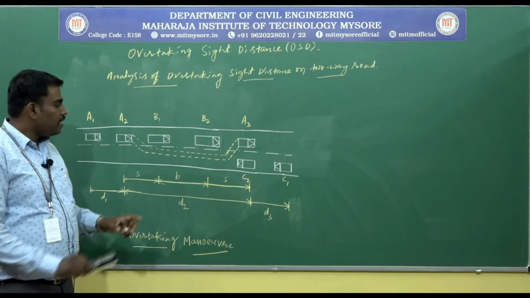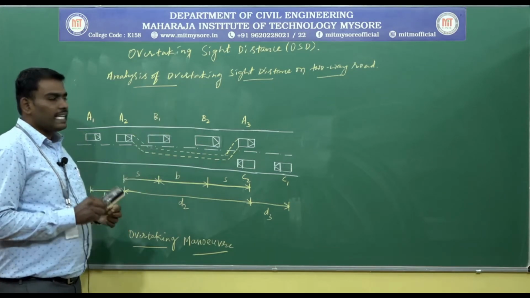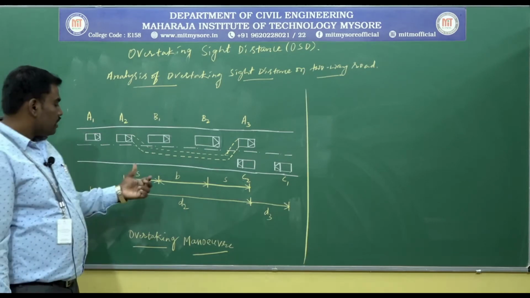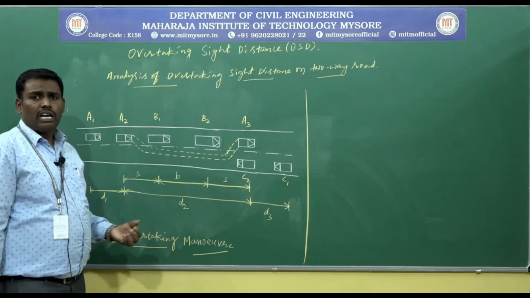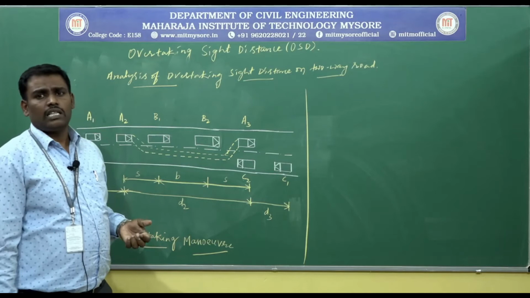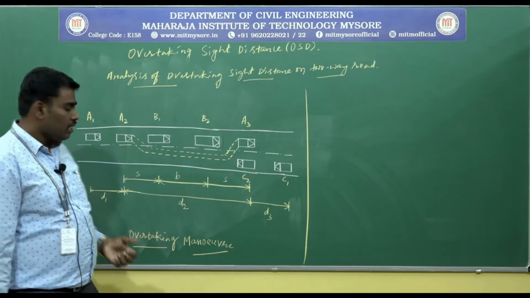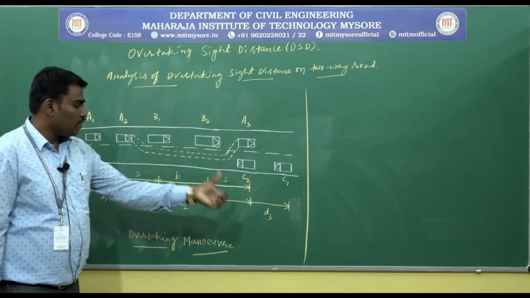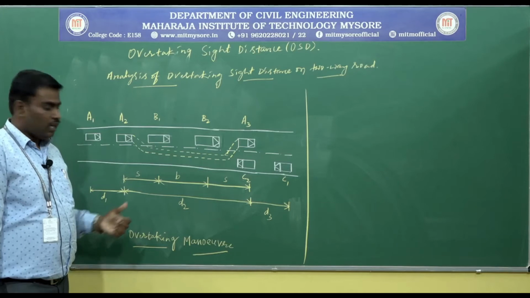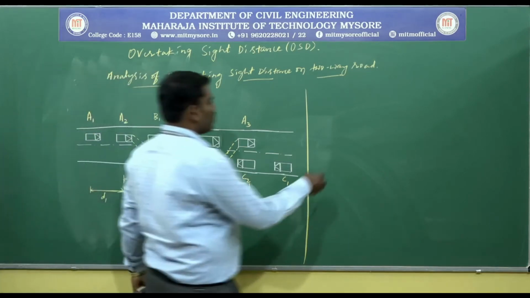It's very simple to analyze the overtaking side distance on two-way road. For calculation purpose of overtaking side distance, the overtaking operation is split up into three operations, that is D1, D2, D3. What are D1, D2, D3? It's very simple. Observe in the figure.